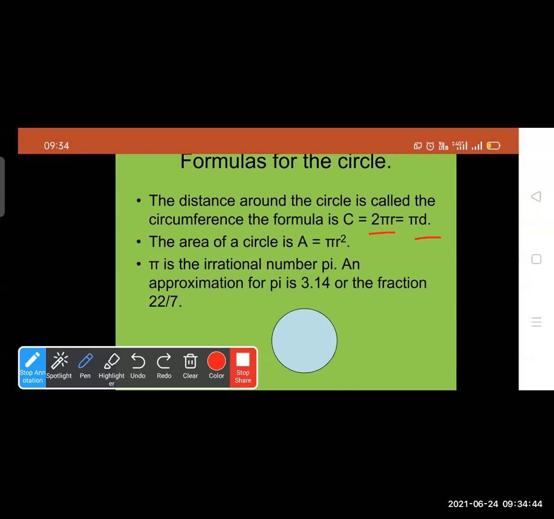And today's topic is area. So what is the formula for the area of a circle? The area of a circle is equal to pi r square. Again, pi is constant, r is the radius, area is two-dimensional. So for this, we get r into r. The constant term has no units, so it stays as it is, and r into r is r square, and its unit is square length. So pi is the irrational number, and approximately pi is 3.14 or the fraction is 22/7.